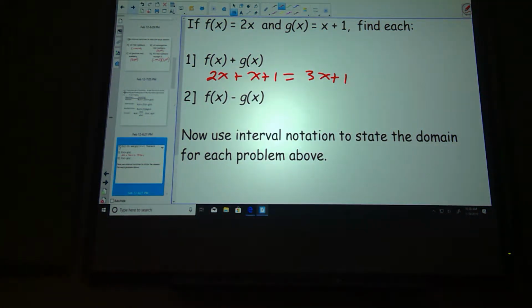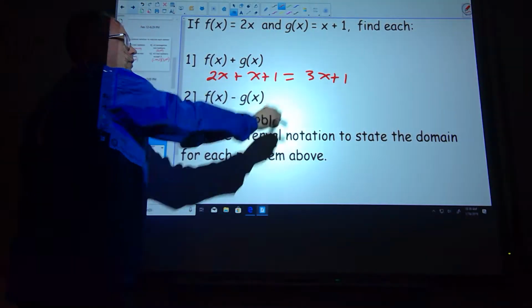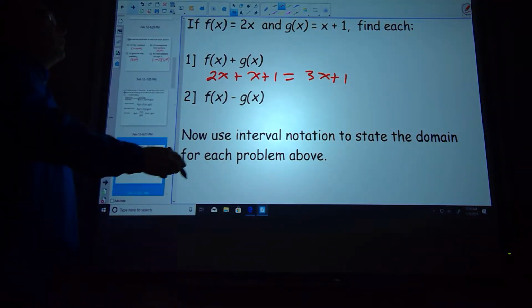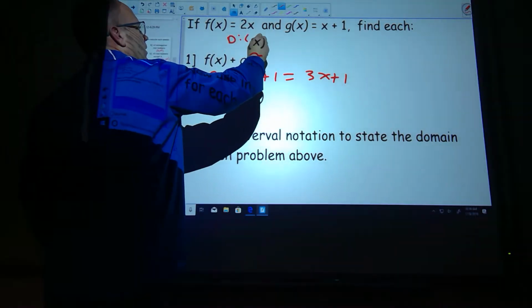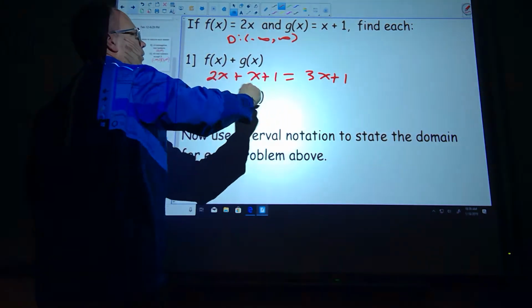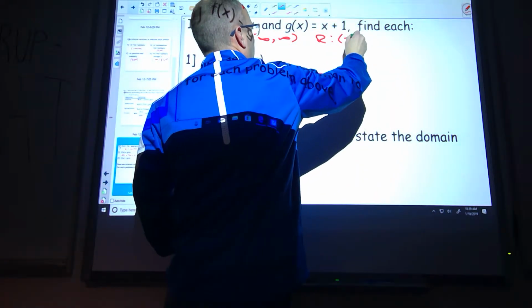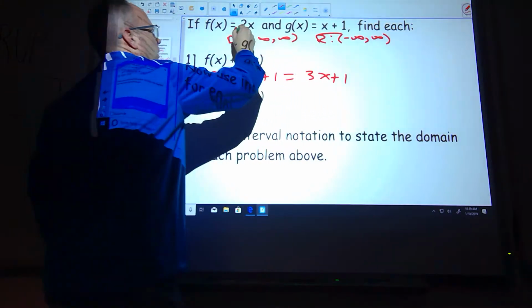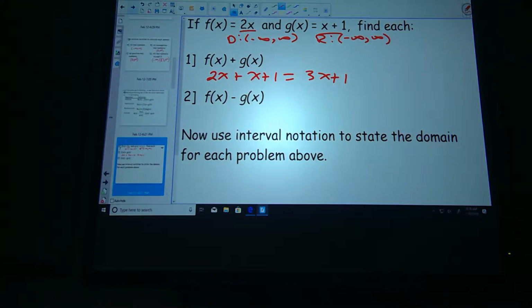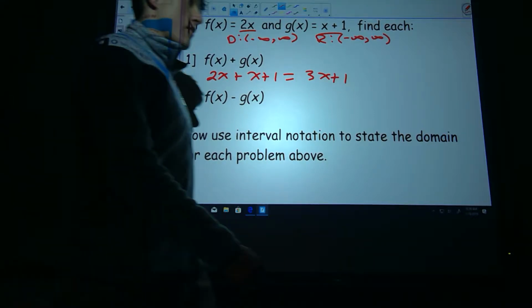Is there any restriction on this problem at all? Was there any restriction up above? Why does it equal 3x plus 1? Because I have 2x and 1x, which is 3x. Oh, and just so you know this, the domain is negative to positive infinity for both of those. The range is also negative to positive infinity on both of those originals. So right now both of those equations have 0 restrictions as they sit. Does that make sense? Yeah. Means any number I want to plug in is going to work.